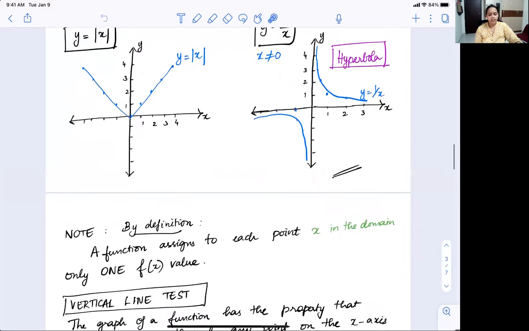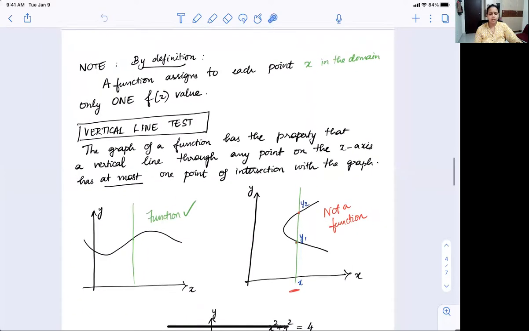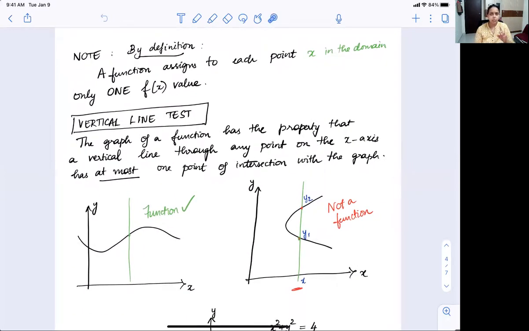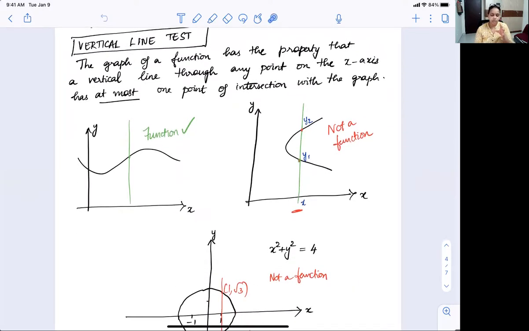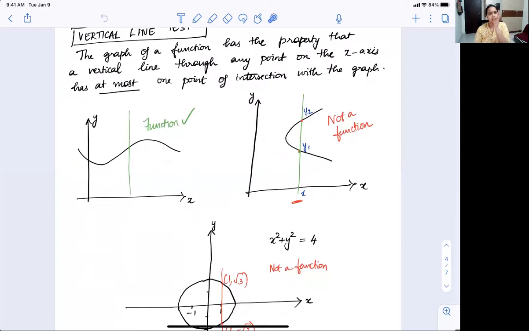Okay. Now, another quick note about what a function is defined to be. A function will assign for every input only one output. If the function gives you more than one output, then it's not a function. There's something called the vertical line test with which you can check this. If you draw a vertical line through the function and it cuts the function at only one point, it is a function. If you draw a vertical line and it hits the curve at more than one point, it's not a function.